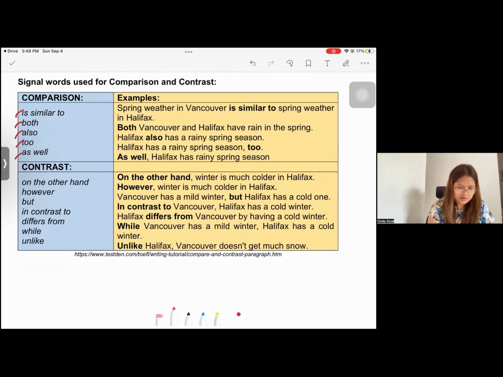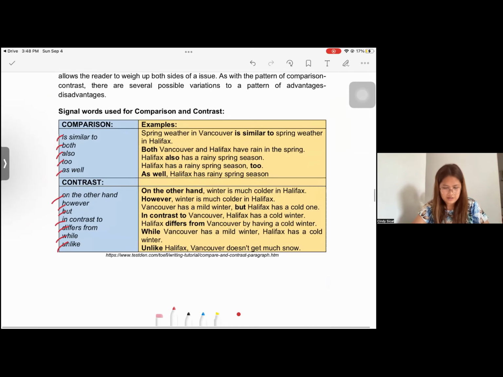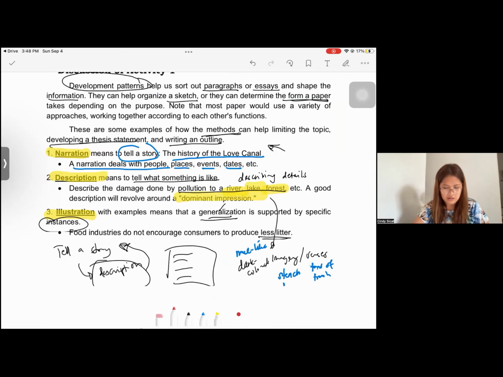In contrast, on the other hand, however, but in contrast, it differs from, well, unlike. Okay? Are we clear with this? Okay. So these are the methods on how we can limit the topic, how we can write a text, or at least develop a thesis statement and write an outline.